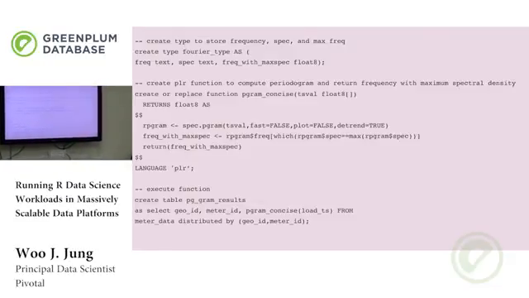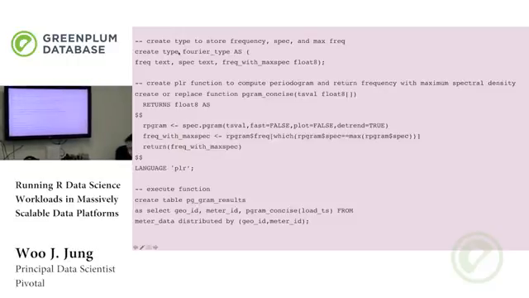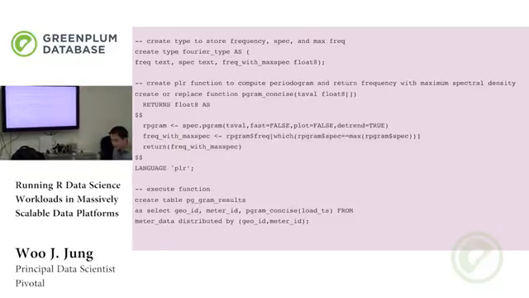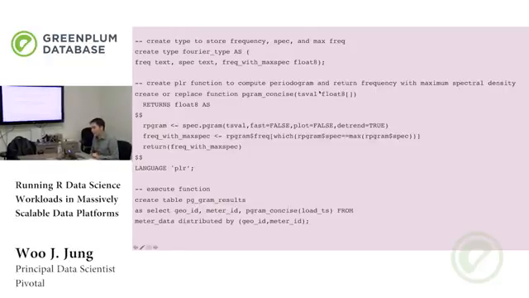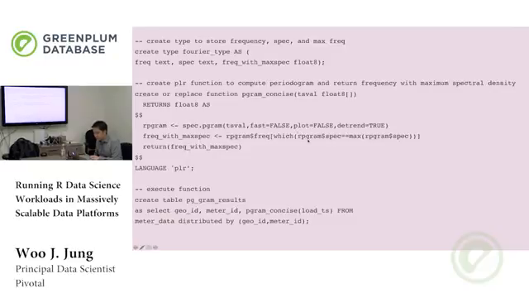And so we set the stage for that, and we create a SQL type as a skeleton target table. And then we create a PLR function to compute the periodogram and then return the frequency with the maximum spectral density back to Greenplum. And we do that by using the spec.pgram function in R. And again, everything that's in the $$ is just your plain and simple R code that you run on your laptop. And what we were doing here was returning the frequency value with the maximum spectral density. And that's provided in these lines of code.